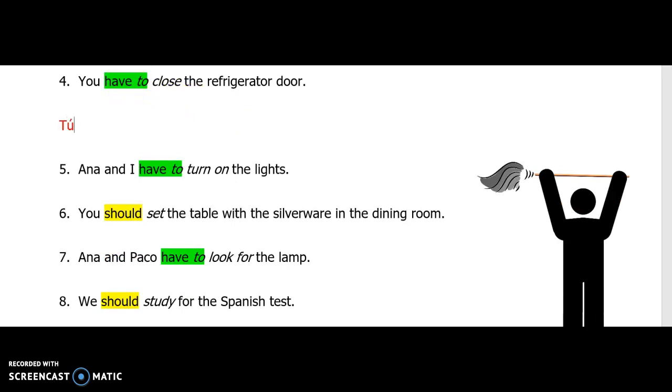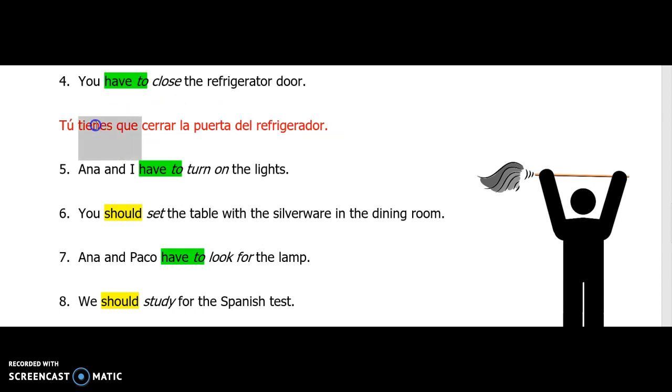Tú. Have to. Tienes que. Close is cerrar. The refrigerator door, that's one of those ofs. So it has to be la puerta de el refrigerador. Looks good, right? Wrong. It's little, but it's a thing. Del. Del goes in there.